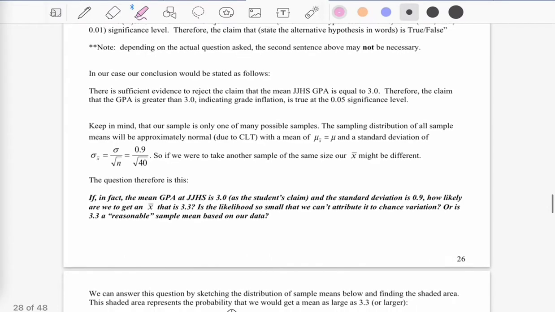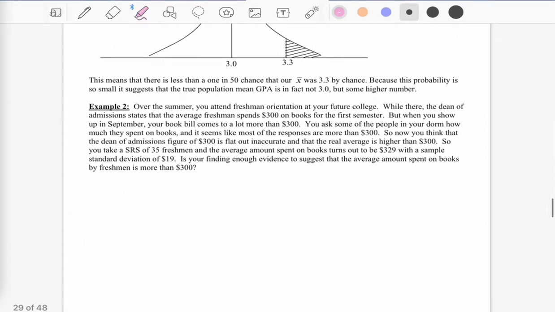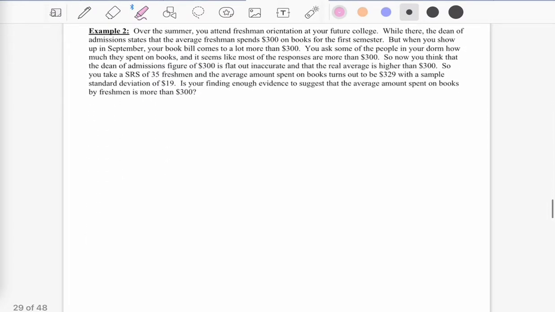So this is a completely solved example. I'll just take you through one from scratch. Yeah, can at least get started on it. So over the summer, you attend freshman orientation at your future college. While there, the dean of admissions states that average freshman spends $300 on books for the first semester. But when you show up in September, your book bill comes to a lot more than $300.